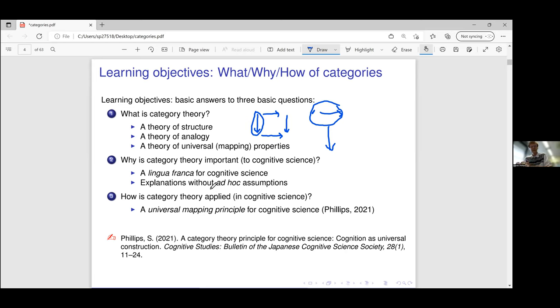And today also, the other important point is that as a scientific theory, we want our scientific theories to be such that what we predict comes from the core assumptions of the theory, not the so-called ad hoc assumptions, not just things that you arbitrarily add into a theory just to fit the data. And in category theory, via this notion of universal mapping property, this leads to a general principle, which I call the universal mapping principle, for thinking about cognition and doing cognitive science in terms of these universal constructions.